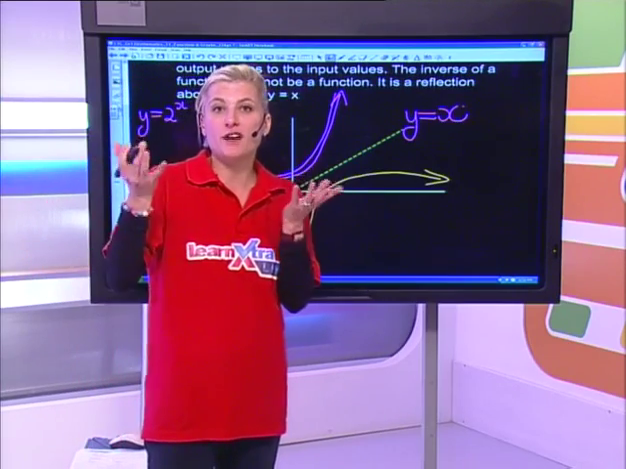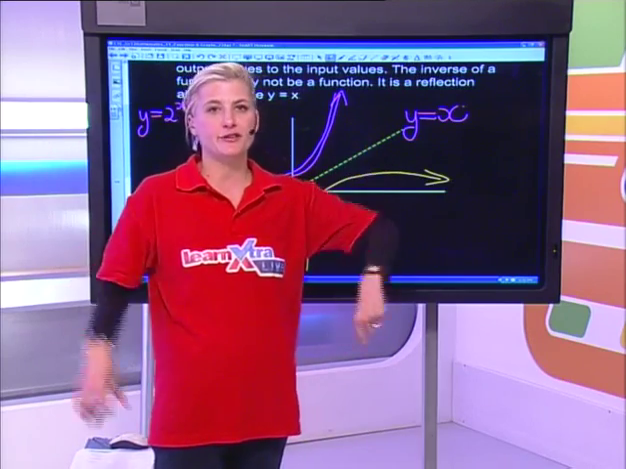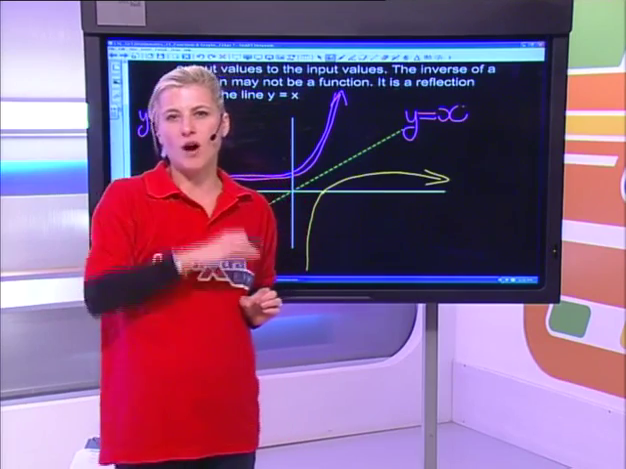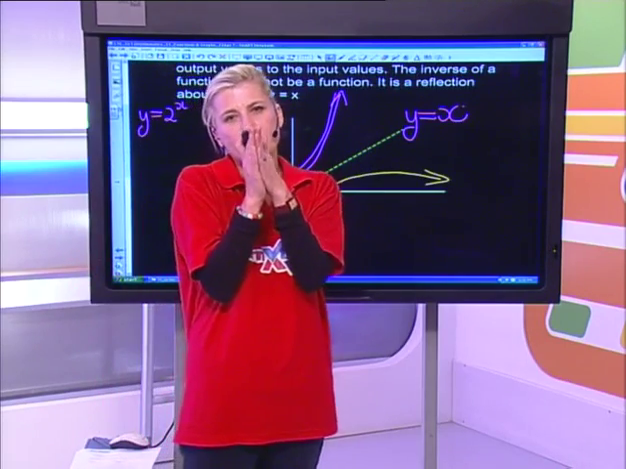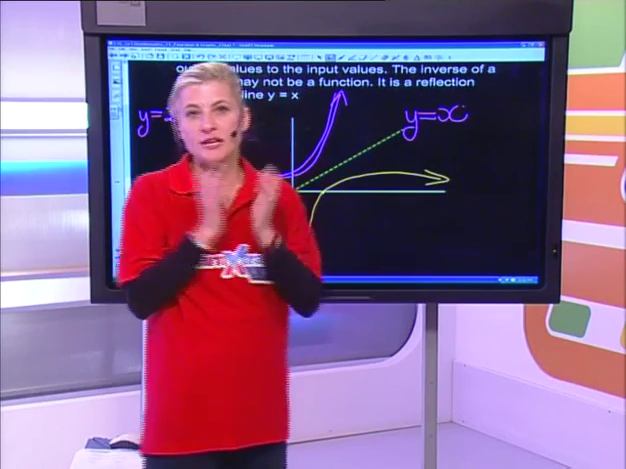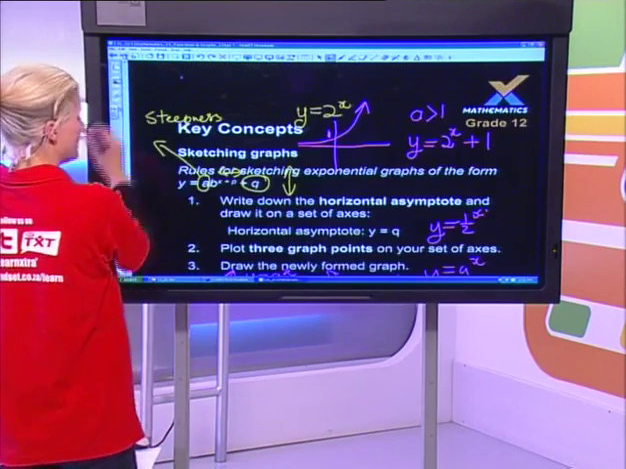And that's not just true for log and exponential graphs. Log and exponential graphs are inverses of each other, but for any graph, a straight line and its inverse, a parabola and its inverse, the symmetry will be in that line y = x. So if you were to fold the page on the line y = x, then the two graphs will fit onto each other perfectly. Right, let's have a look at the rest of this question.